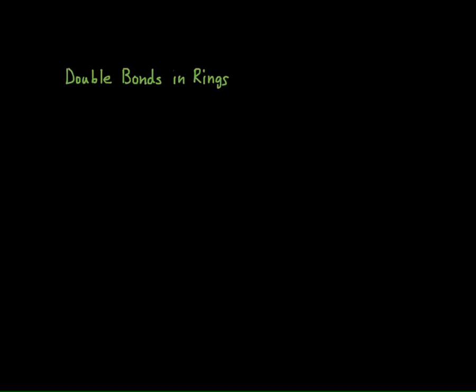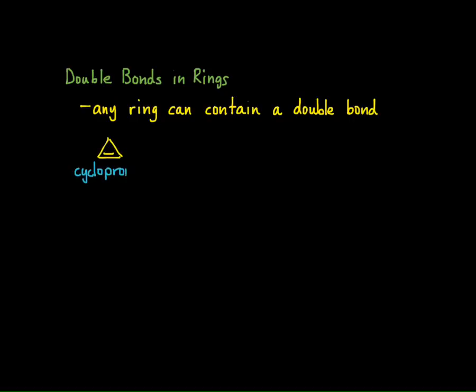Now we're going to look at double bonds in rings. When you think about placing a double bond in a ring, the size of the ring really doesn't matter, so any ring can contain a double bond. We can start by looking at the smallest ring possible, a three-membered ring, and this is called cyclopropene. If you think about the alkane, it would be cyclopropane. So we're again dropping the ANE and adding an ENE.